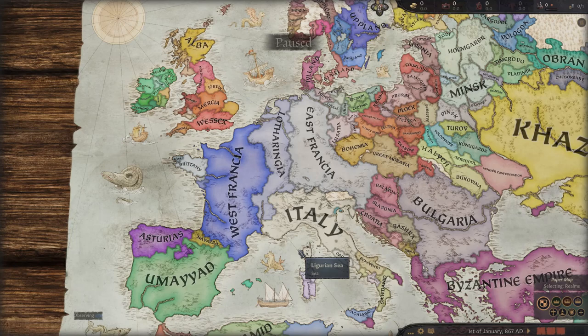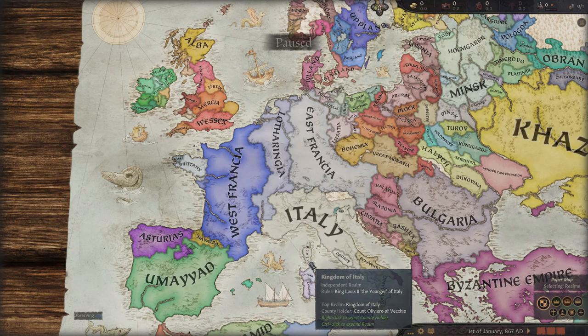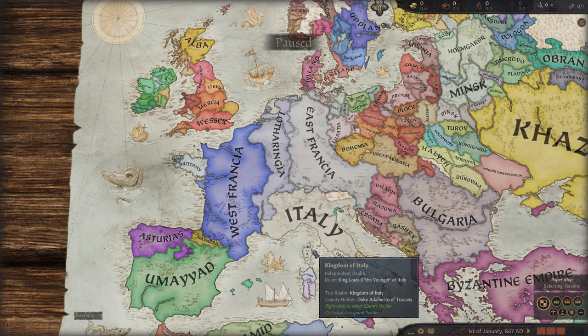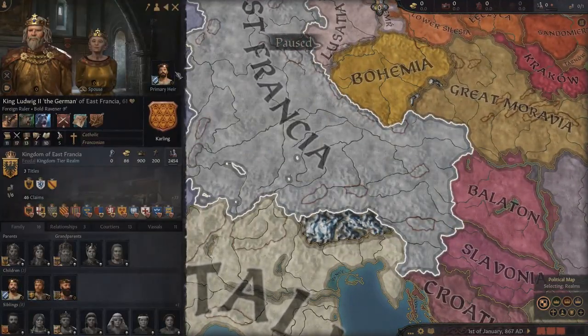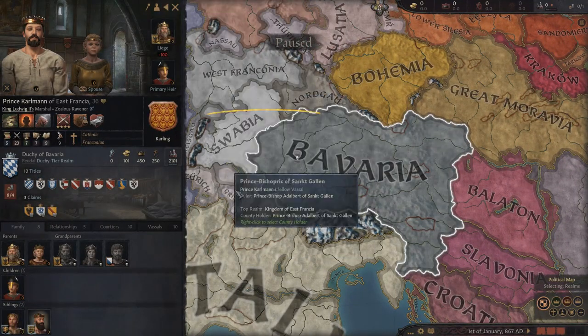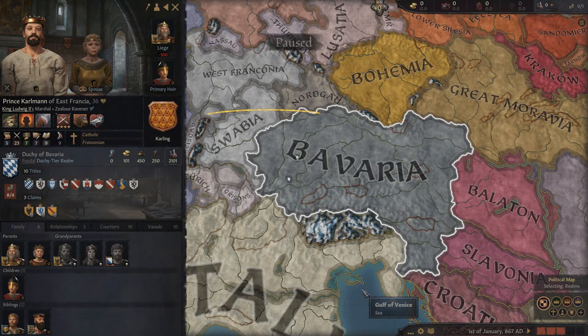So it's an interesting idea to play as one of the kings already right away. You get access to the royal court right away. But for me, the one that I would pick, well, that's very clear. That is Prince Karlmann of East Francia. This is the Karling in 867 that I personally would play as.